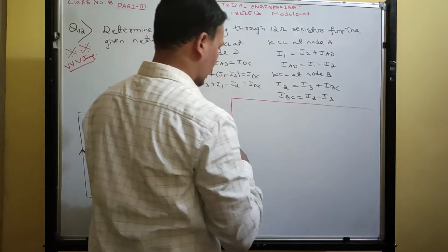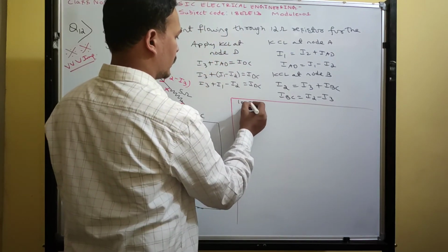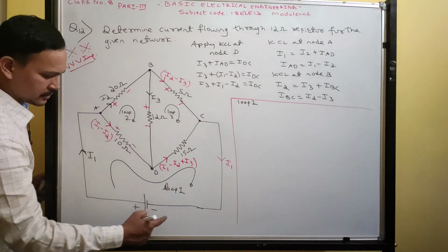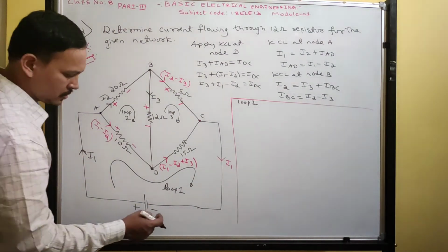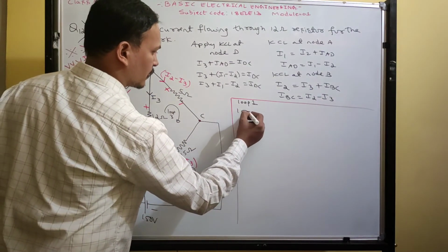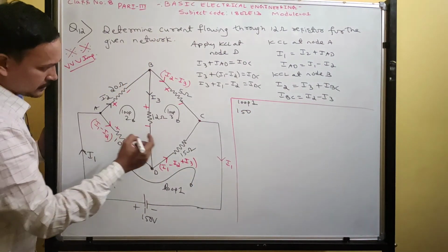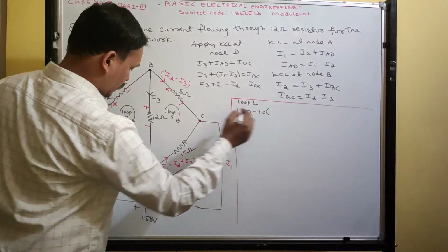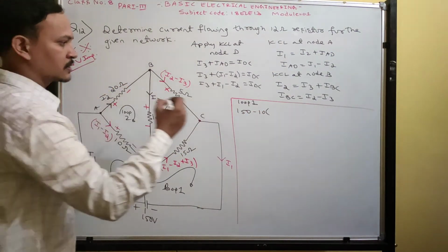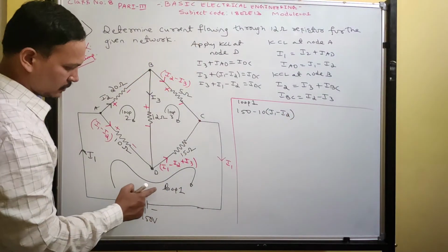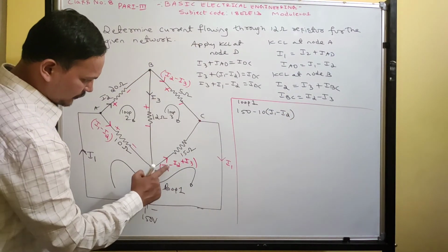Now apply KVL to loop 1. See the direction, see the polarities, and then write it. Minus to plus, rise: 150. Now see the direction, plus to minus, drop: minus 10. What is the current in this resistor? I1 minus I2. Then see the direction, see the polarity.